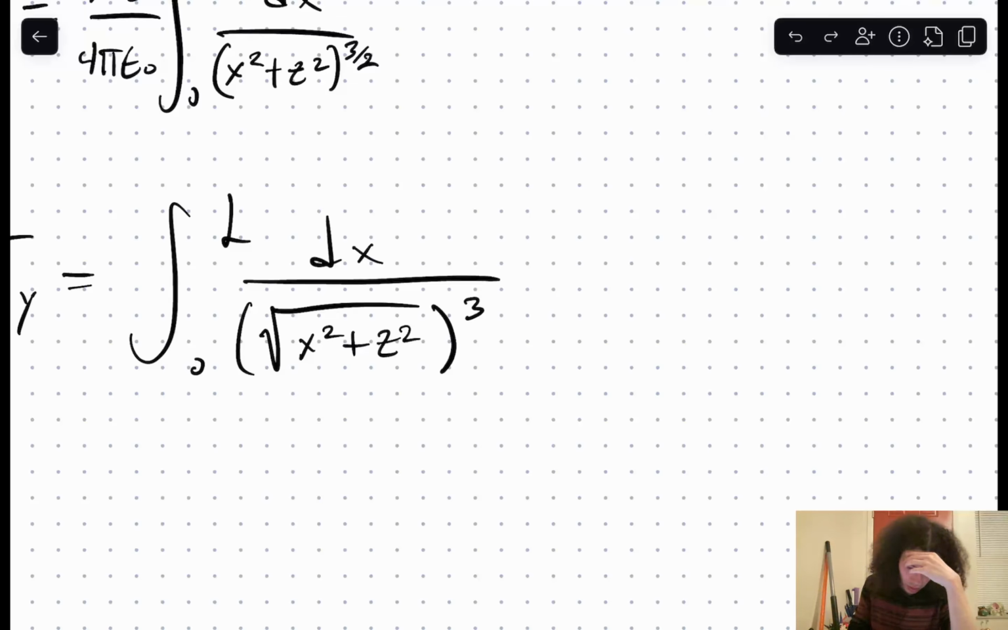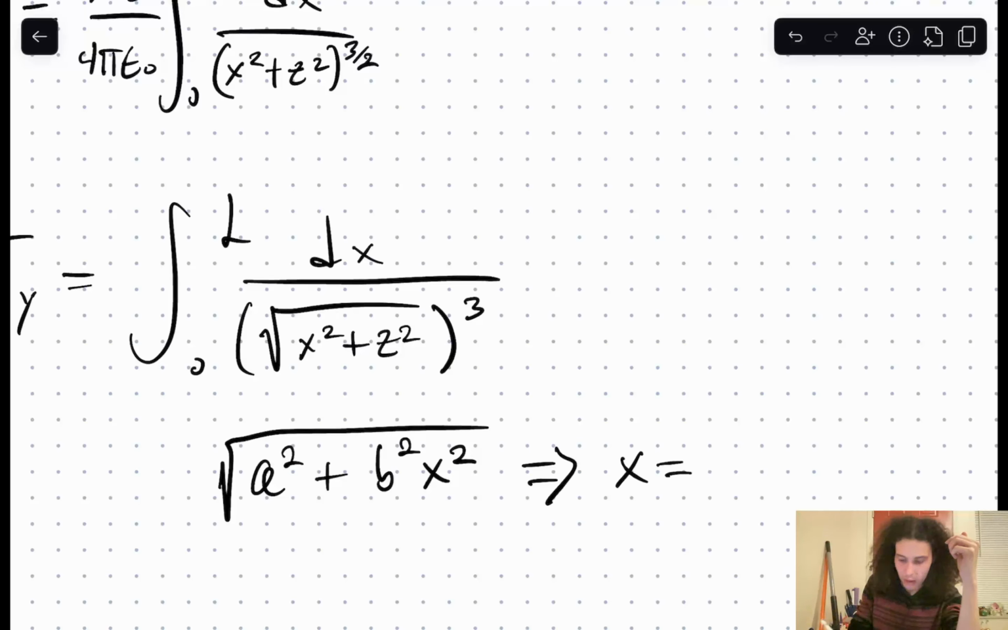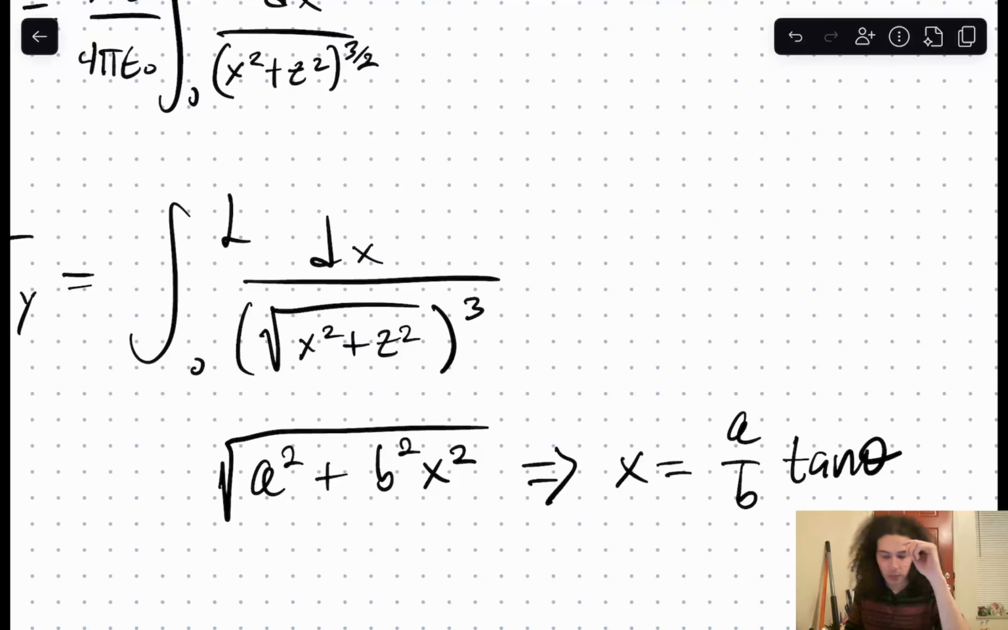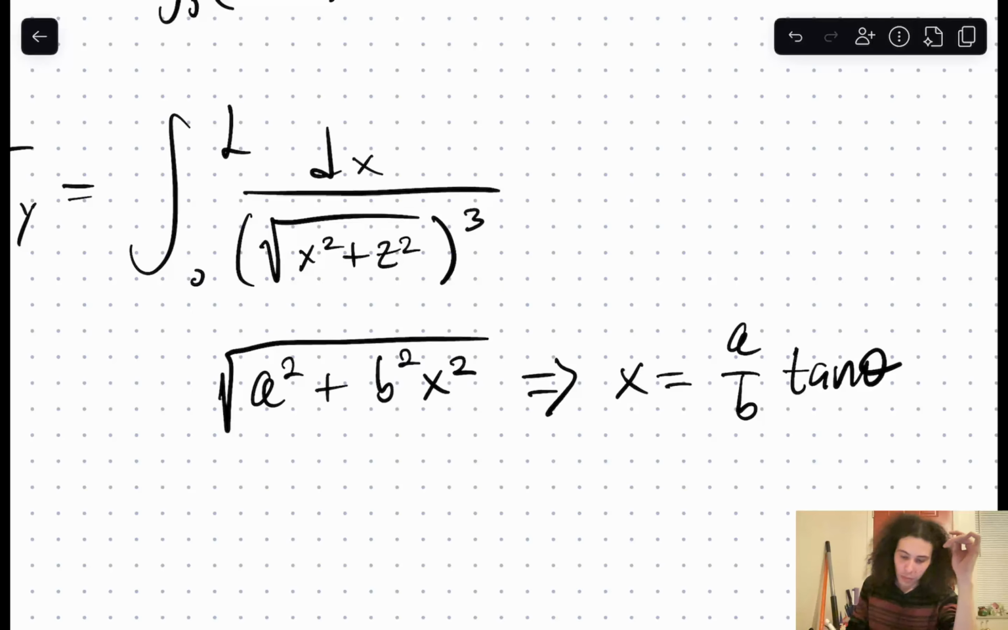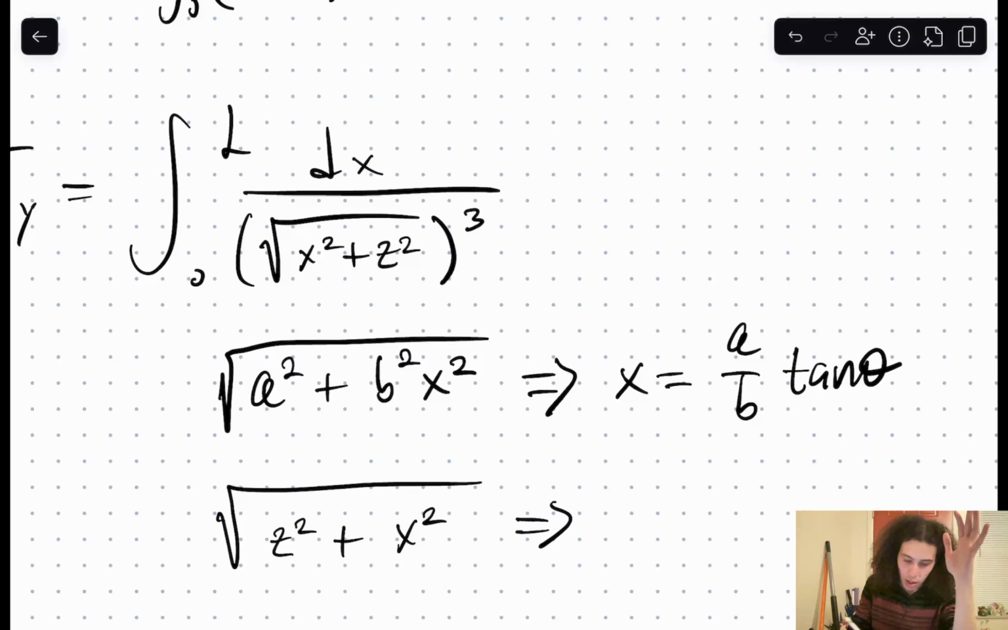The trigonometric substitution goes like this. It goes like a squared plus b squared x squared, square root. I think it's something like this. And that's going to go into x being a over b tangent theta. Yes, I think I remember correctly. Okay, so in our case, let's reorganize it a little bit: z squared plus x squared. And notice there's no b term. Yeah, this is 1. We can say 1 squared. So x is going to be z, just z.